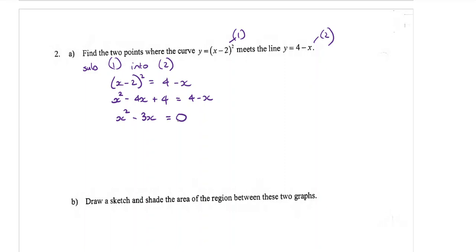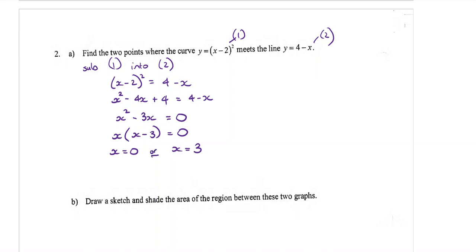Now that I have a quadratic, I need to factorize it properly to use null factor to find my solutions. I can bring out a common factor of x. So x bracket, x take away 3 equals 0. And using null factor, x equals 0 or x equals 3.